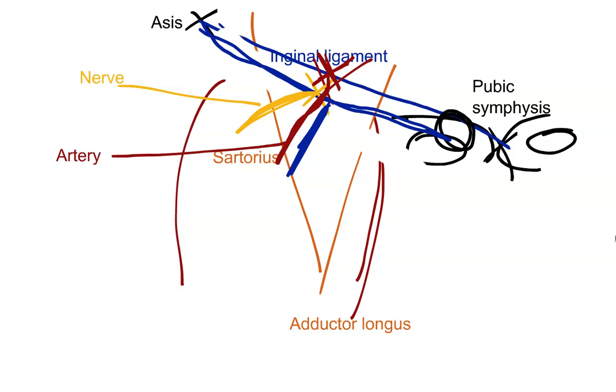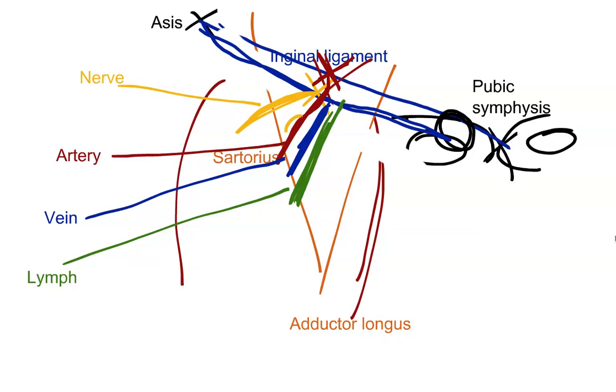Most medial is the femoral vein, and medial to this, the deep inguinal lymphatics. And all of these three structures are contained within the fascial femoral sheath.